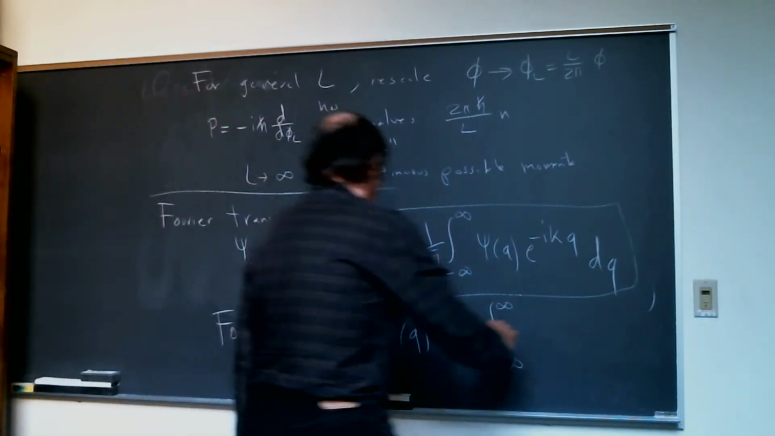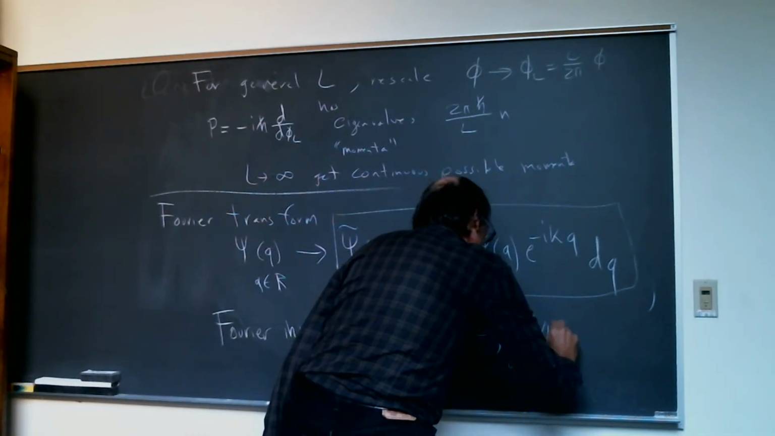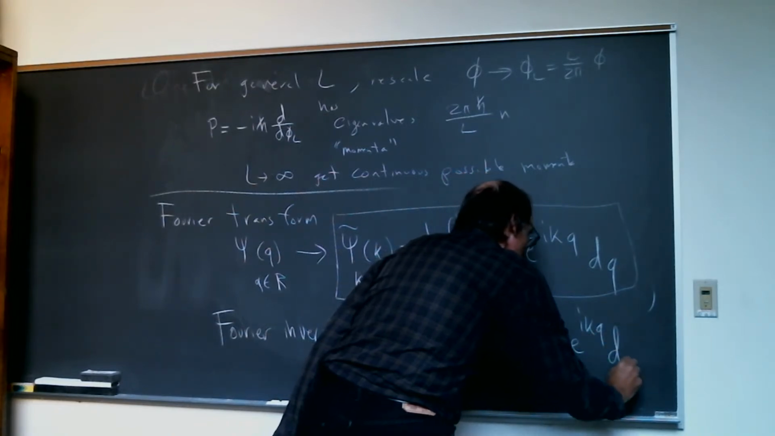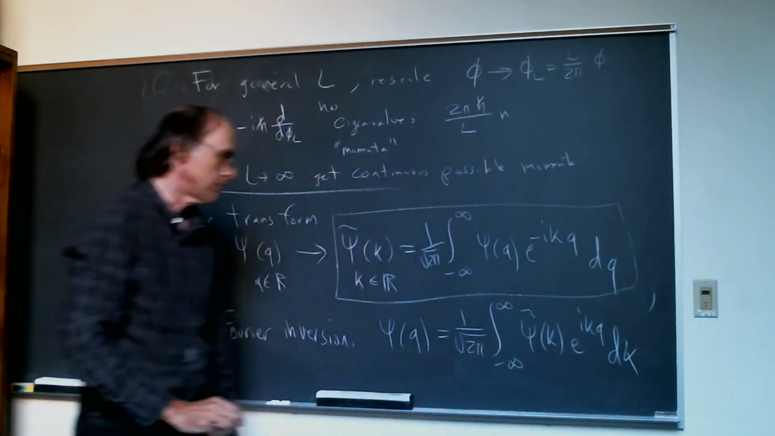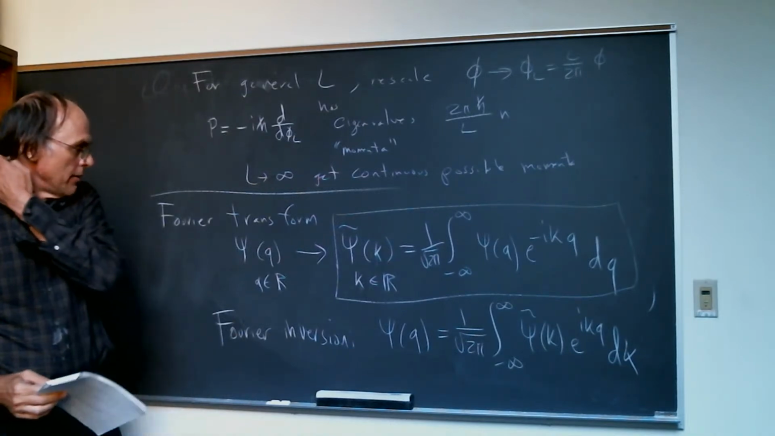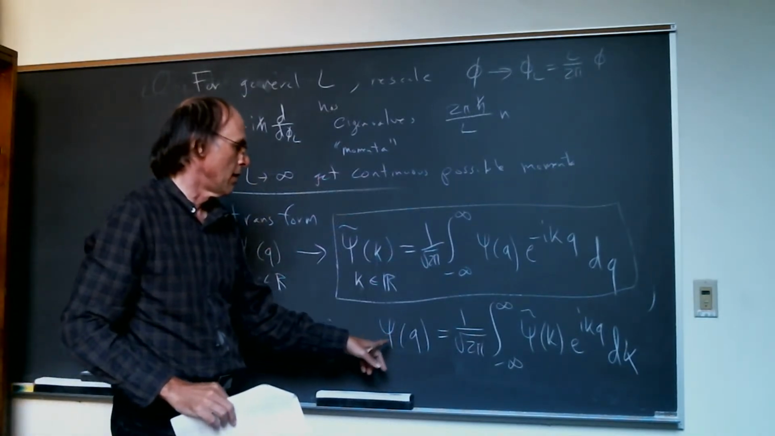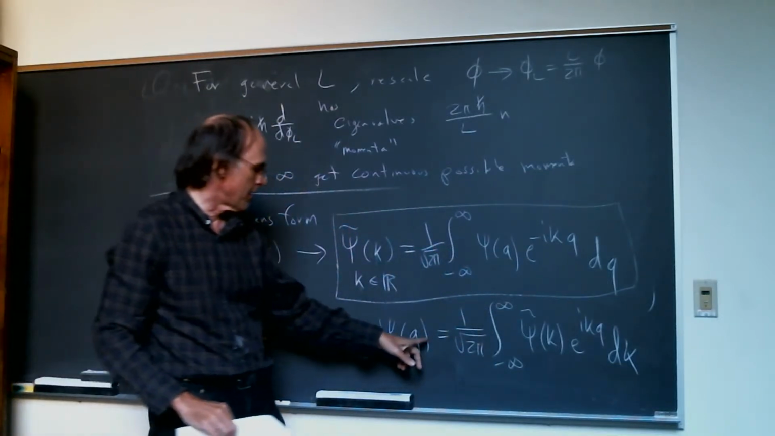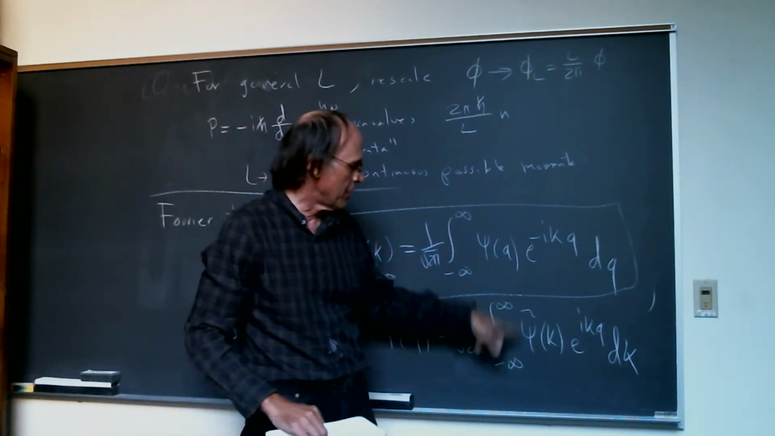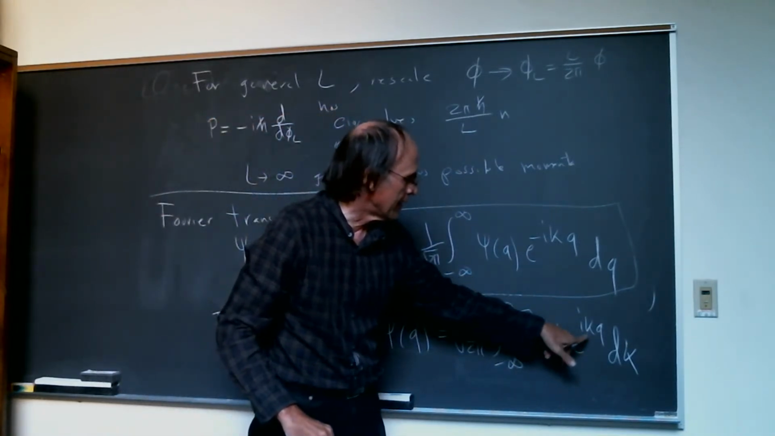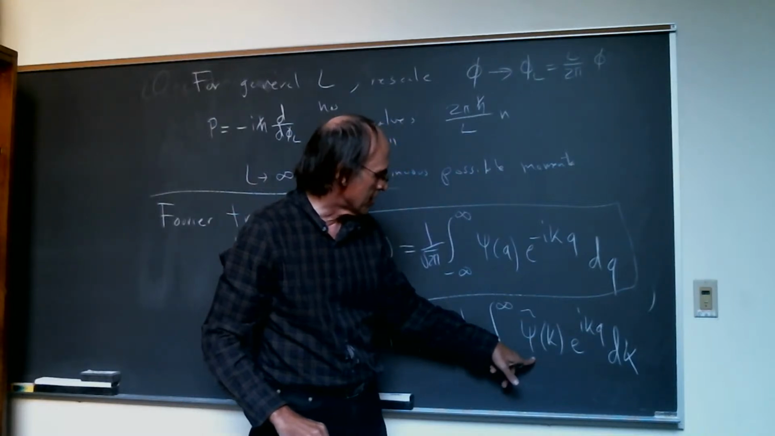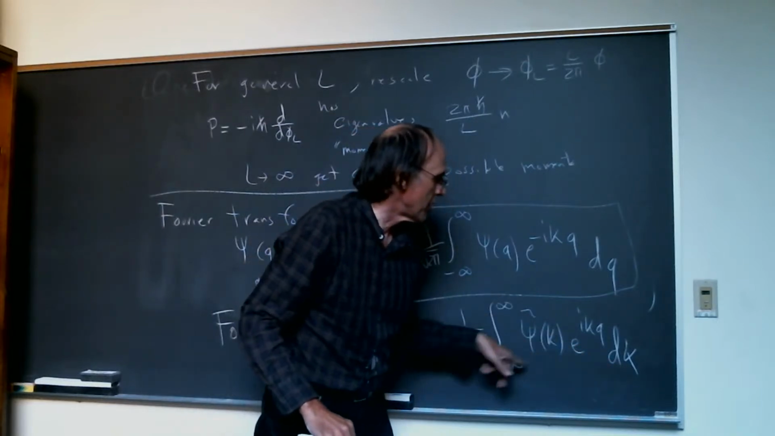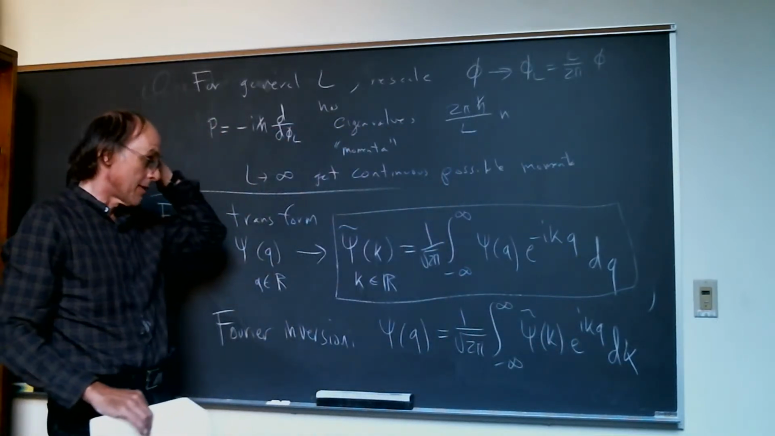Infinity, psi tilde, e to the i k q. And this is the analog of the formula that you had in the Fourier series case, where you said that you could recover a function by doing an infinite sum over the e to the i n q times the psi times the ans. So this is kind of instead of an infinite sum, we have an integral now, and you get this.